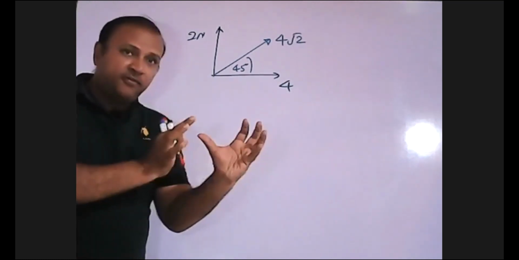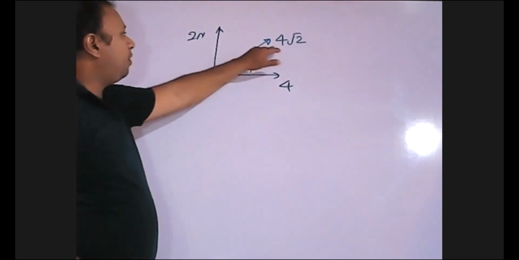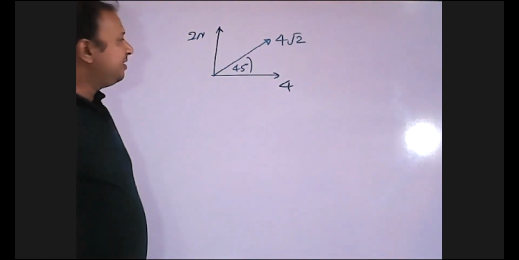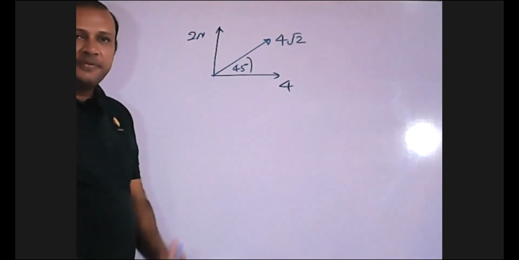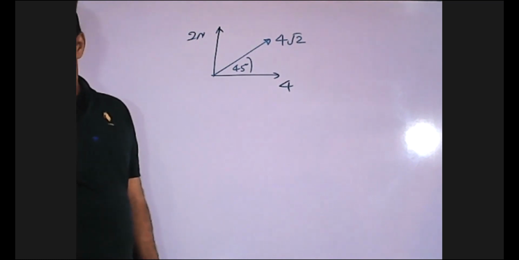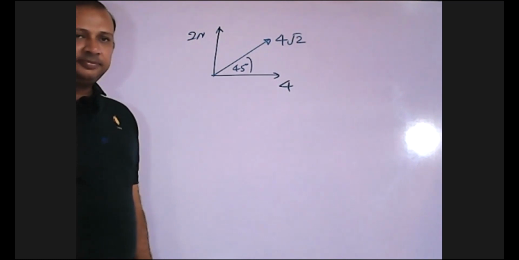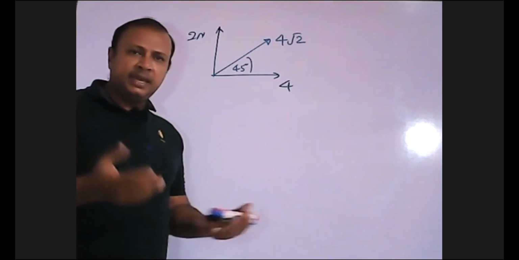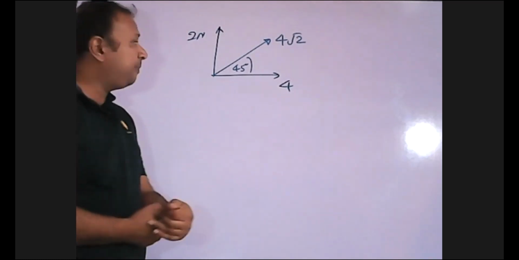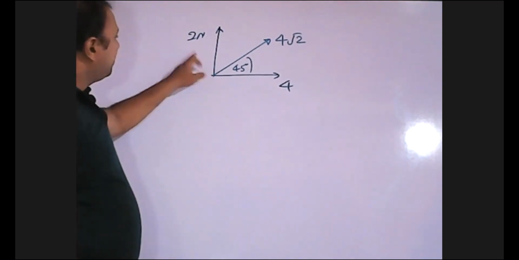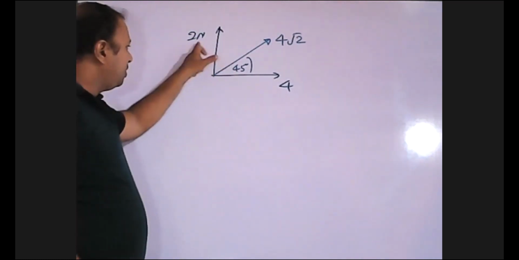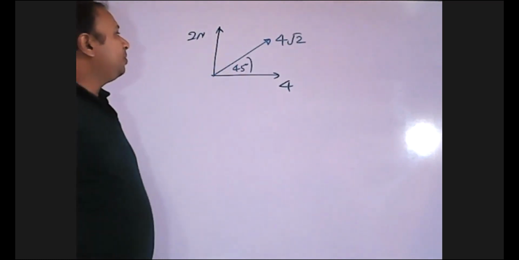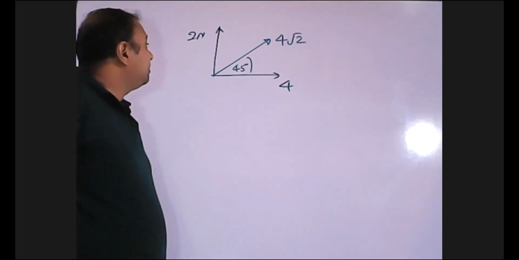There are three forces. One is 4 into root 2, 2. So what is the easiest way? Actually, we can apply two methods. The first thing is we can find the resultant force of 2 and 4, then combine with 4 into root 2.